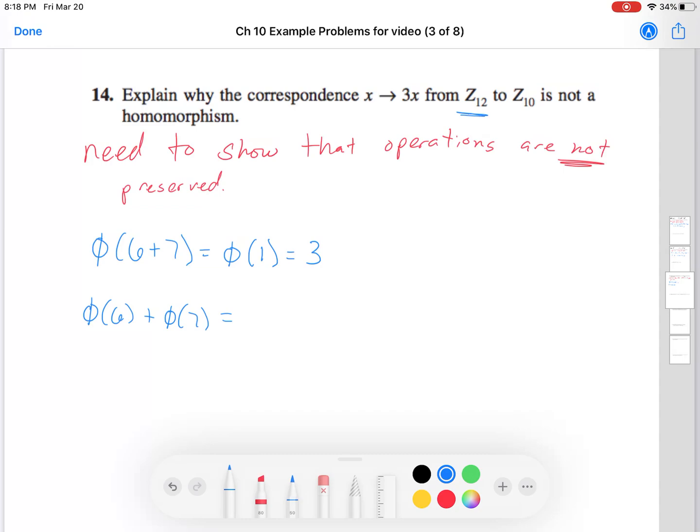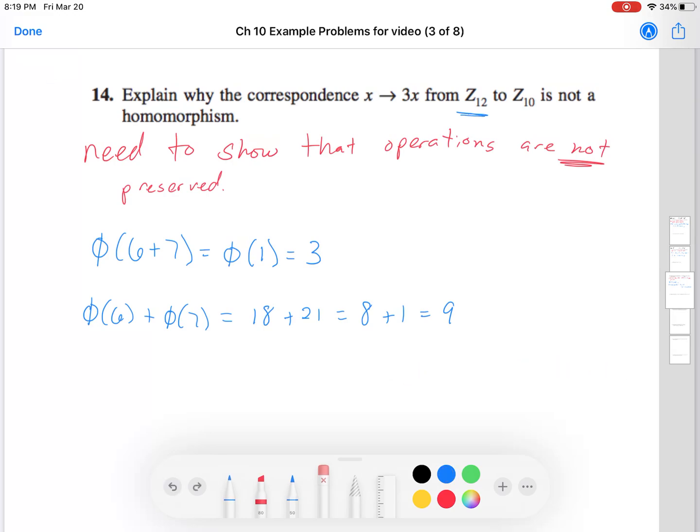So phi of 6 would be 3 times 6, which is 18, and phi of 7 would be 3 times 7, which is 21. And now that we've done the mapping, we're in Z10. So that means we have 8 plus 1, which is 9. And 3 is not equal to 9.